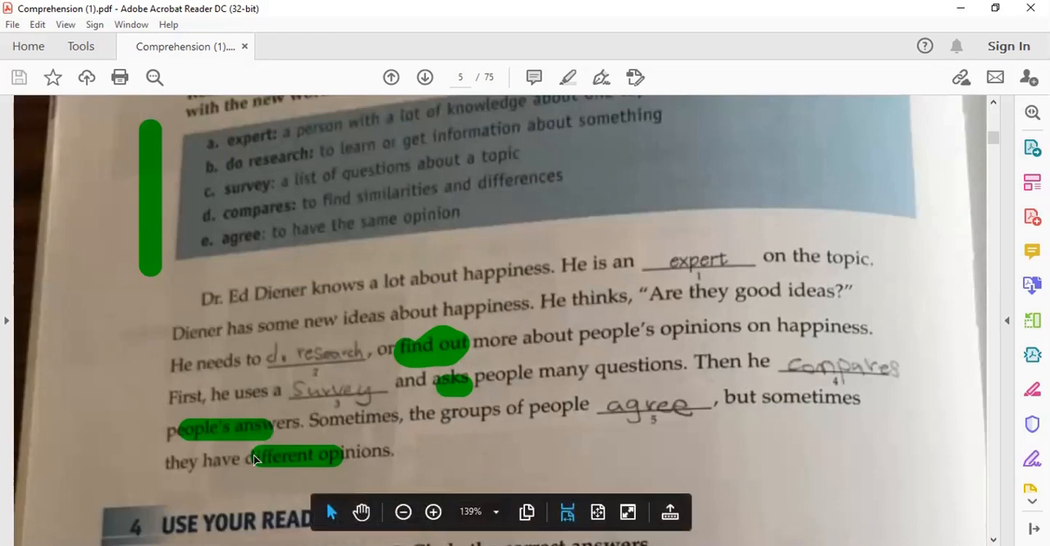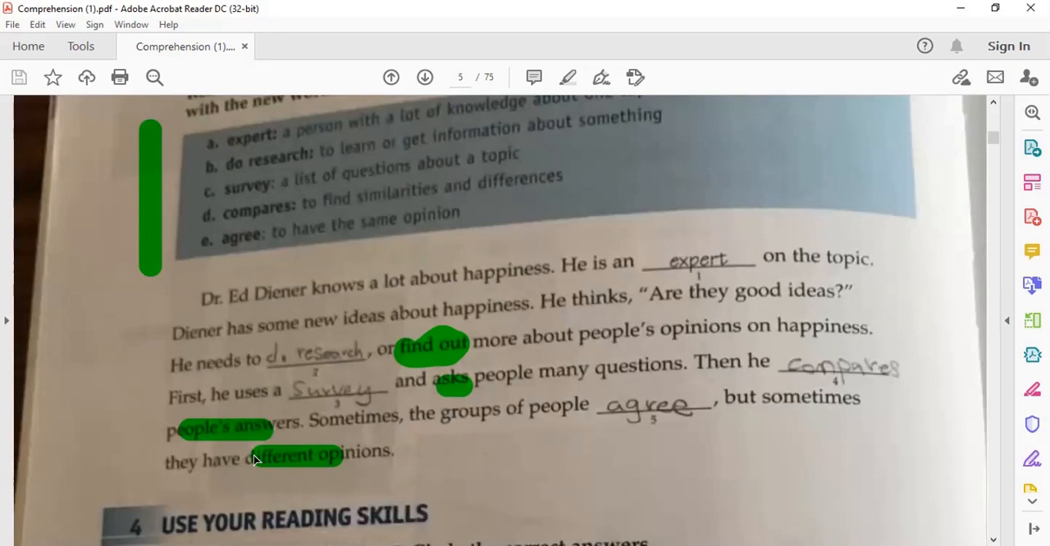Can somebody read? You want to read, guys? Yes, I can read. Yes. I can read. Okay. Can I? Okay, start.